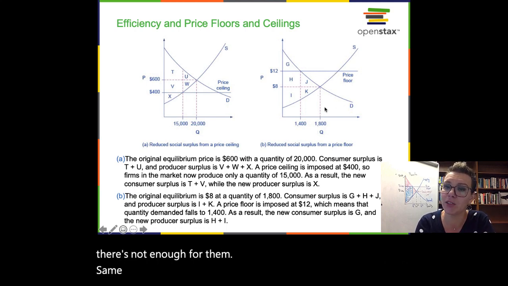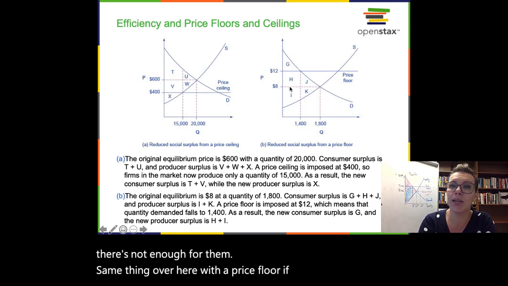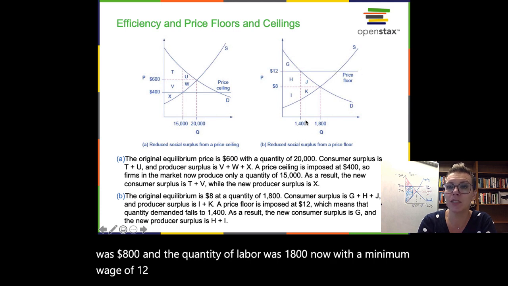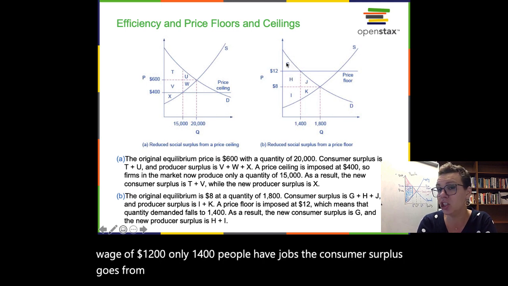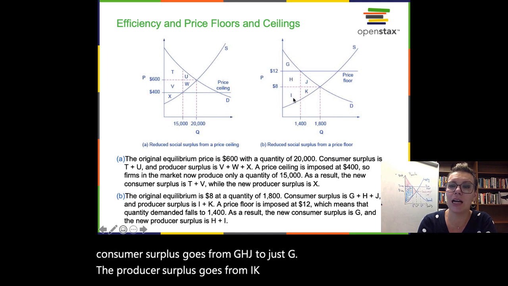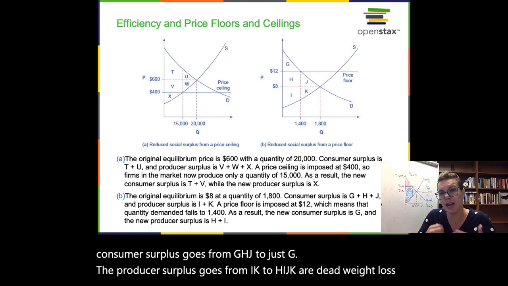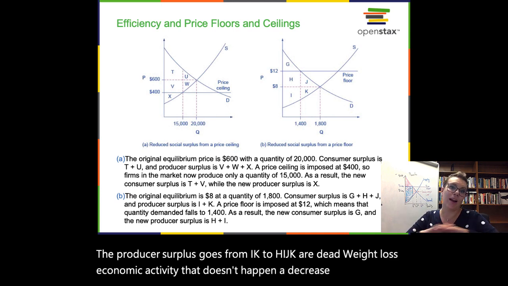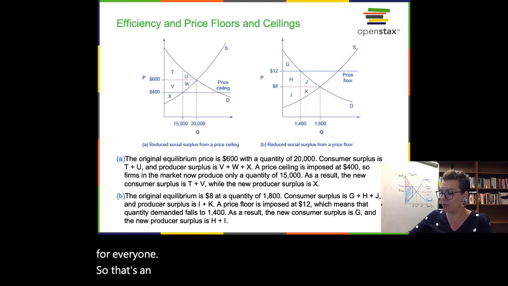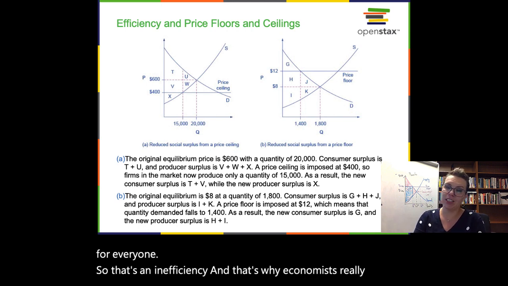Same thing over here with the price floor. If at equilibrium, the wage was $8 and the quantity of labor was 1,800, now with a minimum wage of $12, only 1,400 people have jobs. The consumer surplus goes from G, H, J to just G. The producer surplus goes from I, K to H, I, and J and K are deadweight loss, economic activity that doesn't happen. A decrease in welfare for everyone. Okay? So that's an inefficiency. And that's why economists really don't like price floors and price ceilings.